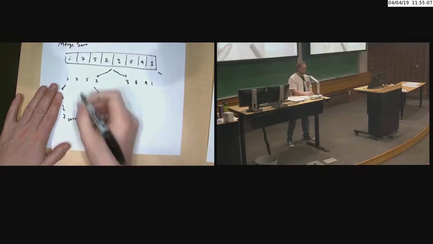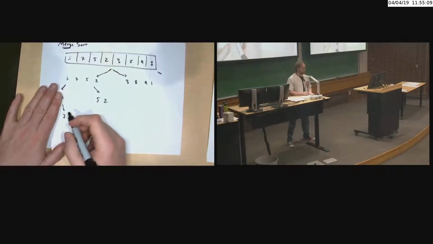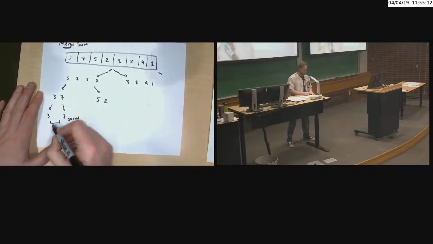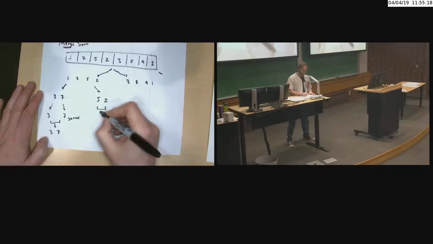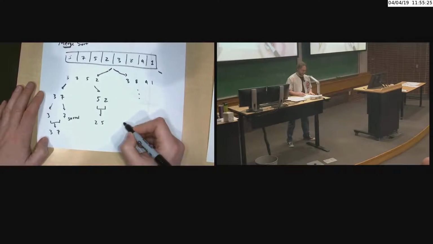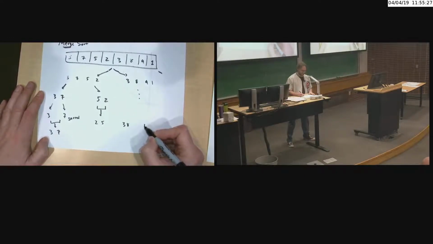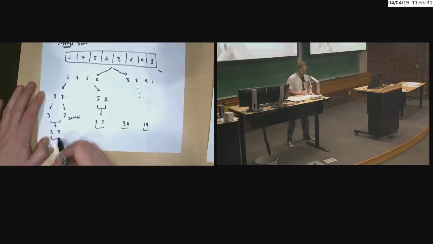What I need to do now is start merging these things together. When I merge them, 3 goes first, 7 goes second. It's only going to get interesting once I get to other things here. When I merge these two, they actually get flipped, and I've got 2 and 5. When I merge these, I get 3 and 8, and I get 1 and 9. So I've got this list, this list, this list, and this list. When I merge these two together, what do I get? 2, 3, 5, and 7. When I merge these two together, I get 1, 3, 8, and 9.